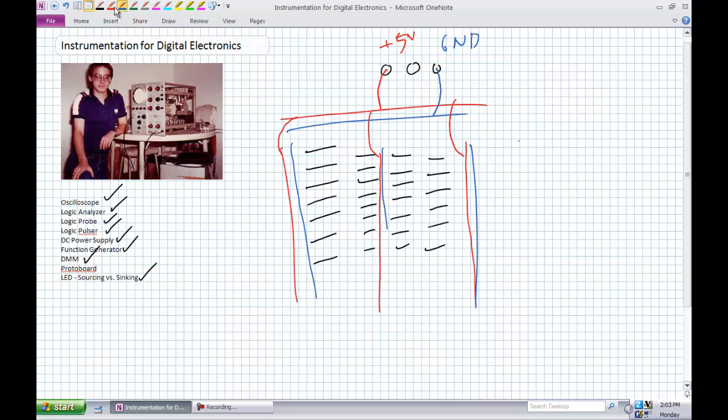You need ground. Put it to the jack from the power supply. From the jack, go to the horizontal runner. Go to every single vertical runner. You've got ground everywhere. Don't do this. Don't hook positive to negative with nothing in between. Don't do it.